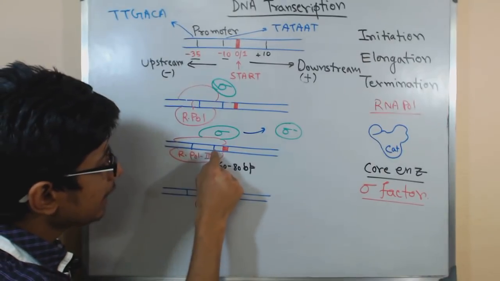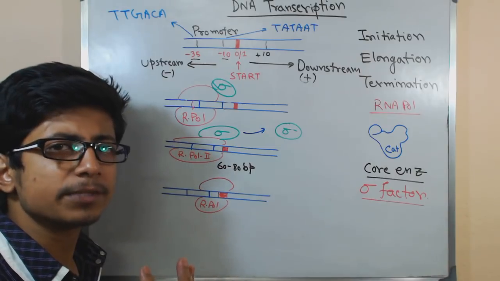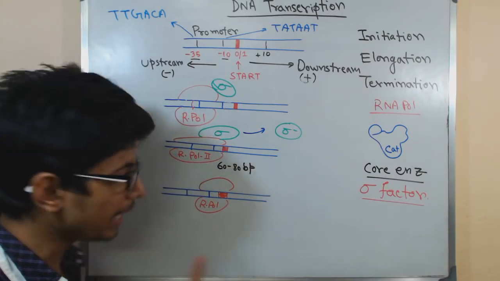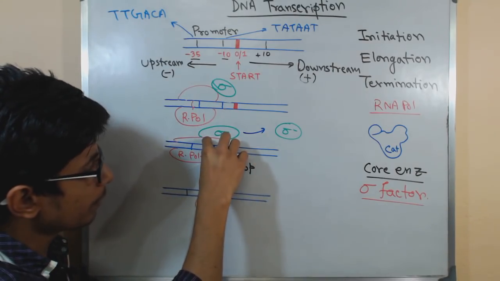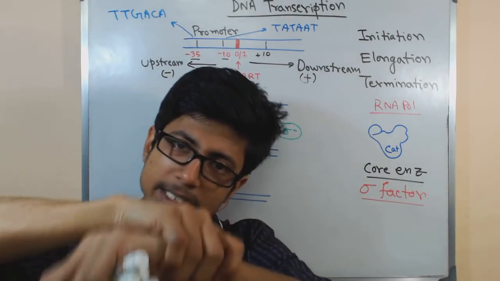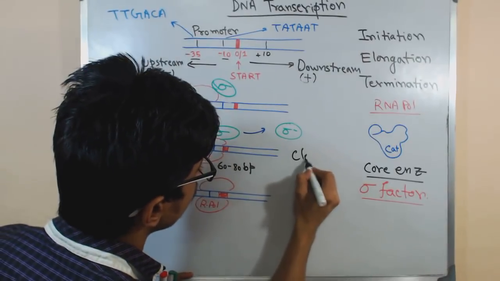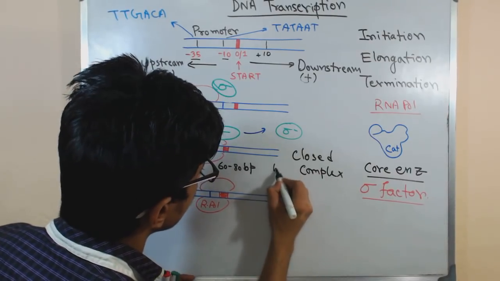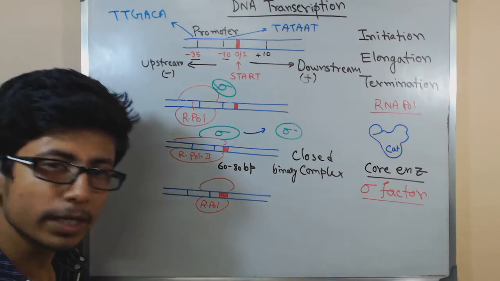So again, now the polymerase starts doing some catalytic activities, like melting the DNA. At the very beginning, at this particular place, they form a complex where RNA polymerase is attached to the DNA promoter as well as the sigma factor. That particular complex is known as the closed complex, or closed binary complex, right?